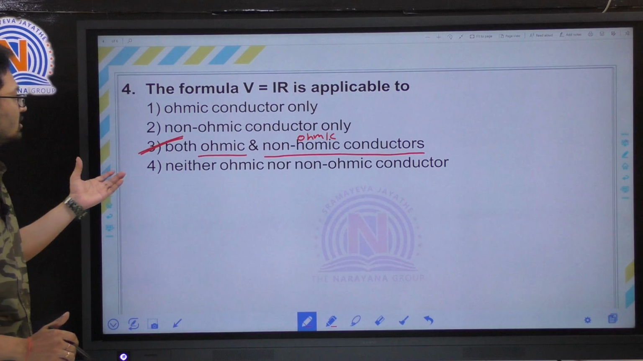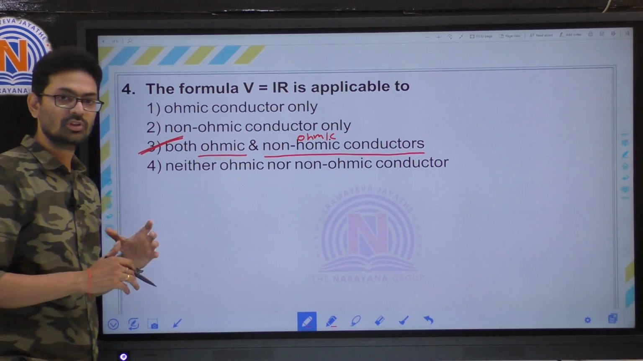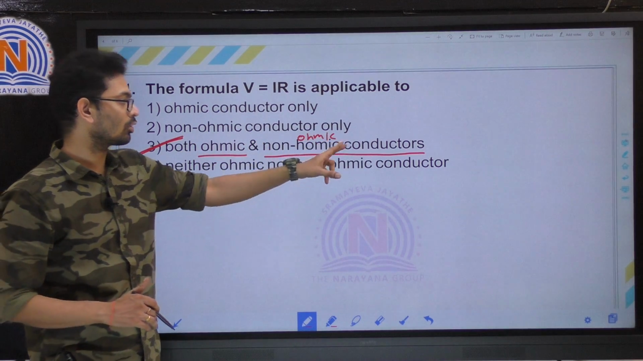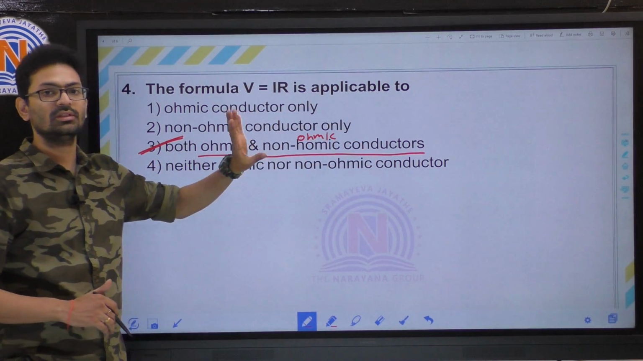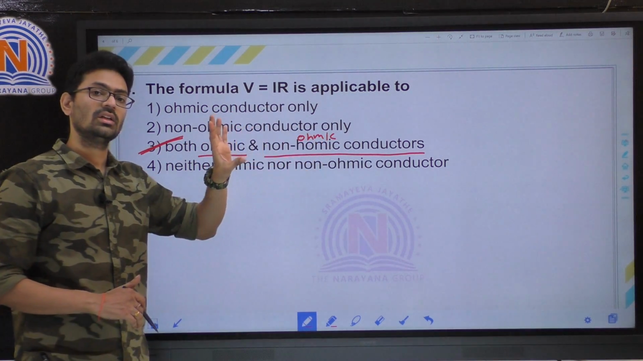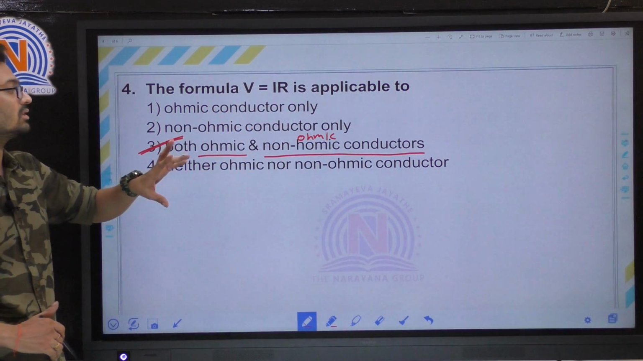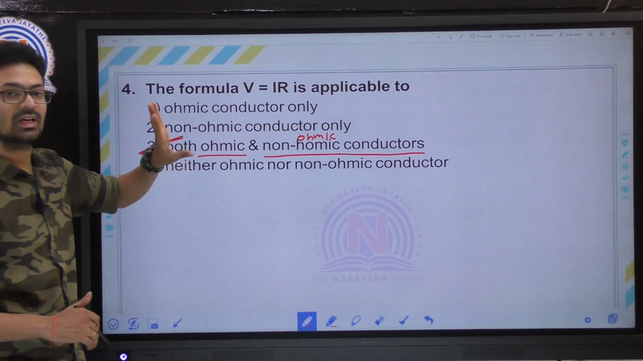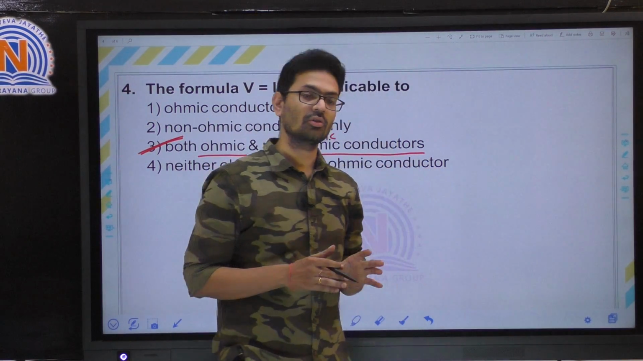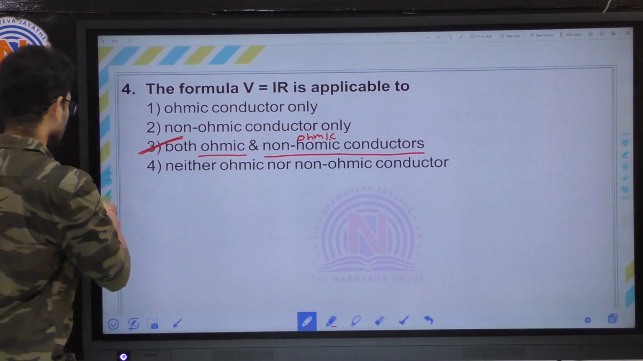It obeys V equals IR, the Ohm's law, and the formula is going to be applicable for both ohmic and non-ohmic conductors. For all the conductors it is applicable, whether it is an ohmic conductor or non-ohmic conductor. The graph might come in different ways, but this formula is exactly applicable for both ohmic and non-ohmic conductors. Next one.